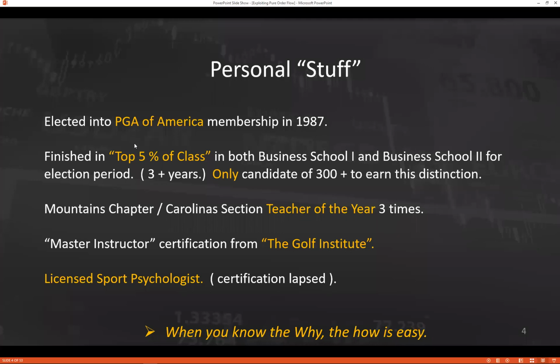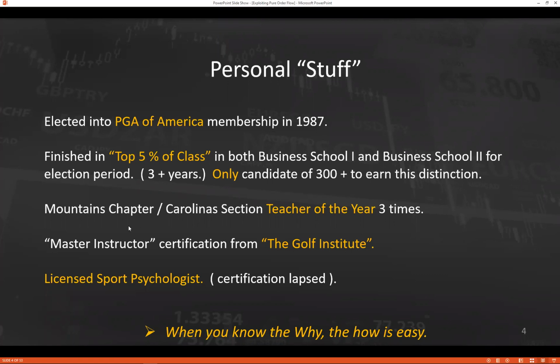So anyway, I'm a golf professional for a long, long time, retired now. I was elected into the PGA, Professional Golf Association of America, in 1987. This is pretty cool. The designation they have at our business schools for top 5% of the class, and I finished top 5% in both school 1 and school 2, which is all we had then for the election period, and that's 3+ years. And I'm the only person out of 305 or 6 people to do this. That doesn't mean I'm smarter. I'm not. I just worked hard. It was important to me.